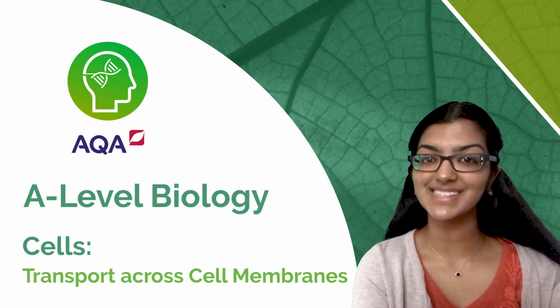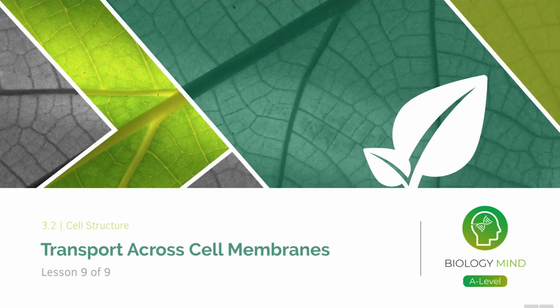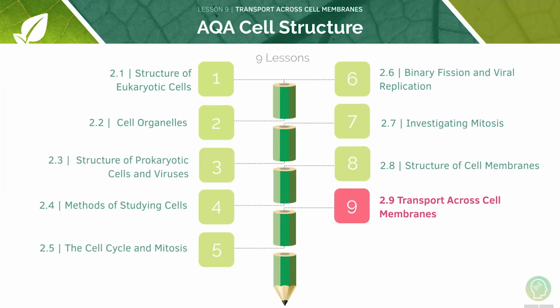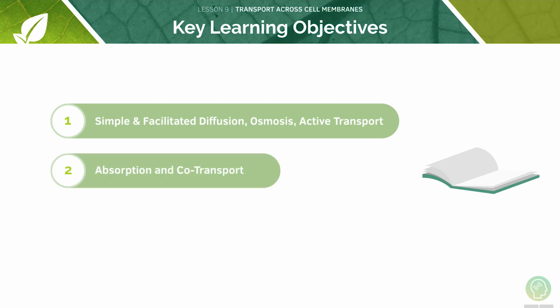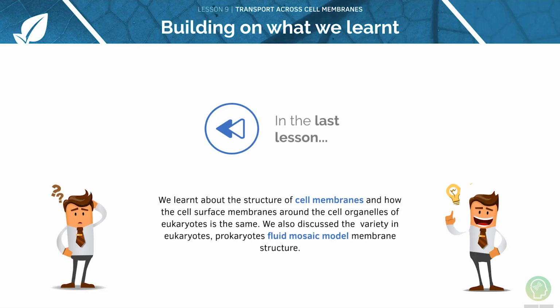So, let's get started. Welcome to lesson 9 of 9 in this tutorial, covering transport across cell membranes. This is the final video in our series of 9 lessons on the topic of cell structure. Here are the key specification points for this lesson. The first is to look at simple and facilitated diffusion, osmosis, and active transport. Next, we will cover absorption and co-transport.